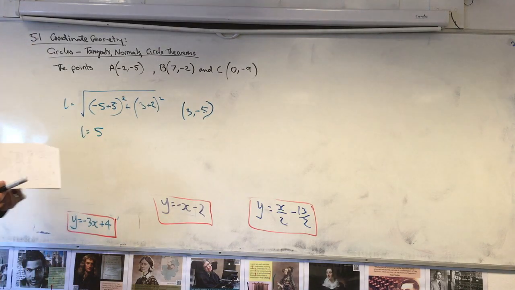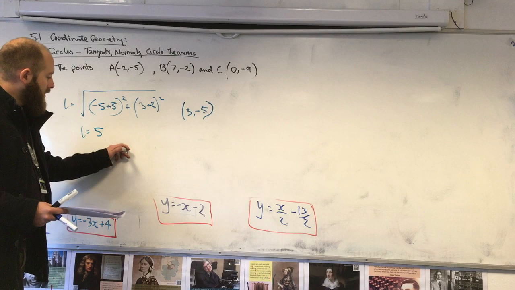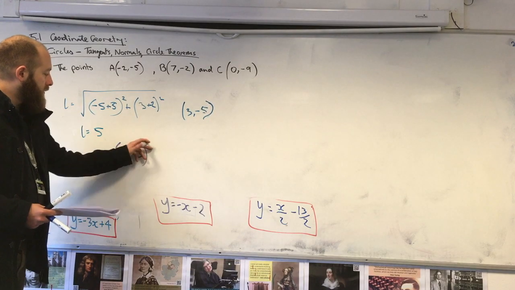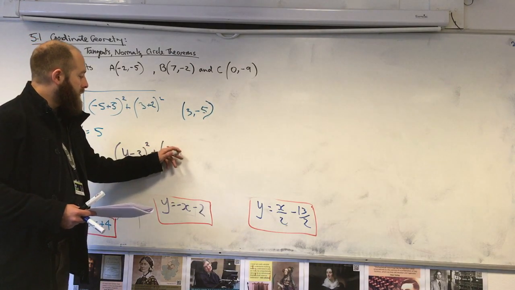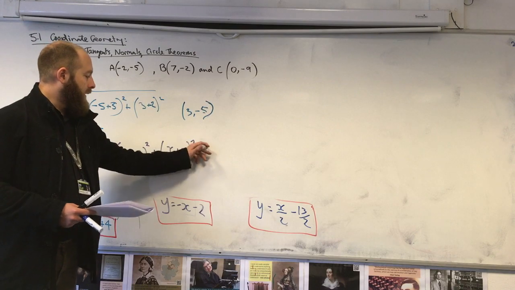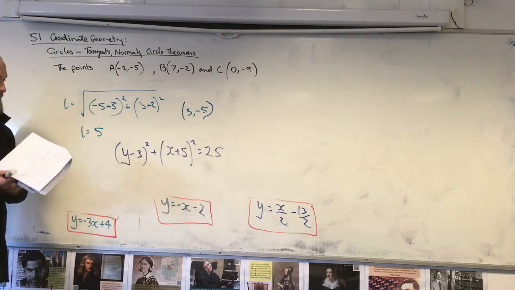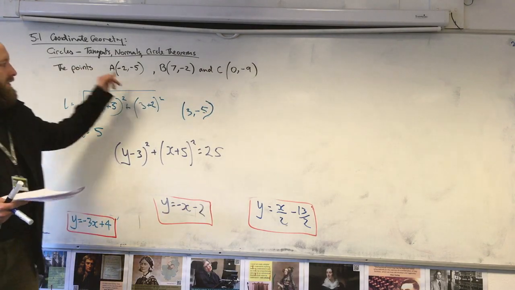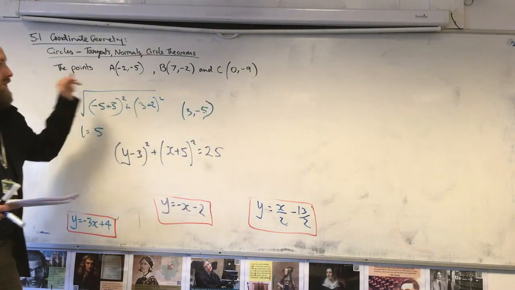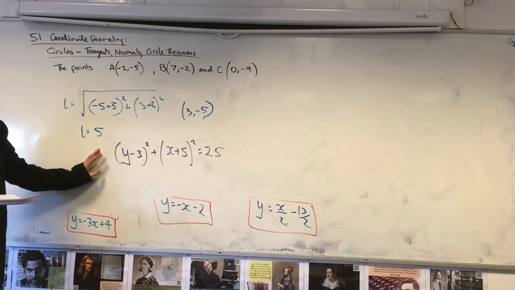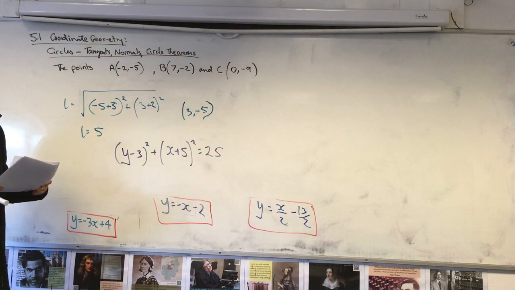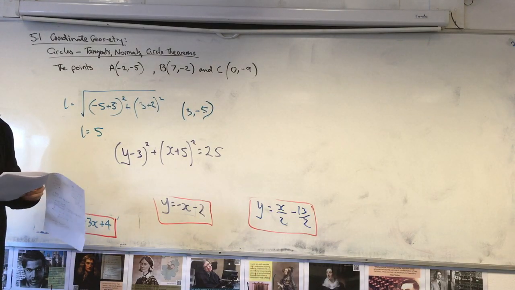So our radius is 5, so we can put all this together now into the equation for a circle. x minus 3 squared plus y plus 5 squared equals the radius squared, 25. So that is the equation of the circle passing through the vertices of that triangle. So that's our circumcircle. Excellent. Right, a couple other theorems, and then we're done for today.